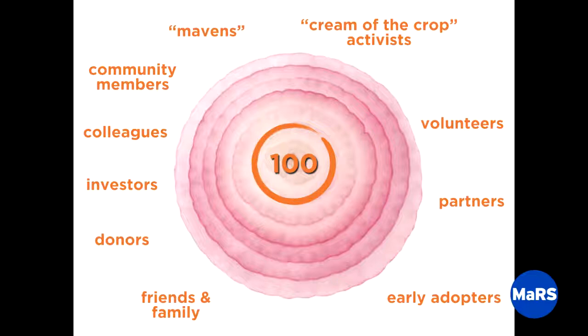Malcolm Gladwell calls them mavens. They're that small number of cream of the crop activists or volunteers or early adopters or smart friends and families or even colleagues who are working in other departments within your own organization. What are you doing on the web, and how are you using social media right now, today, this week, to help those people help you?